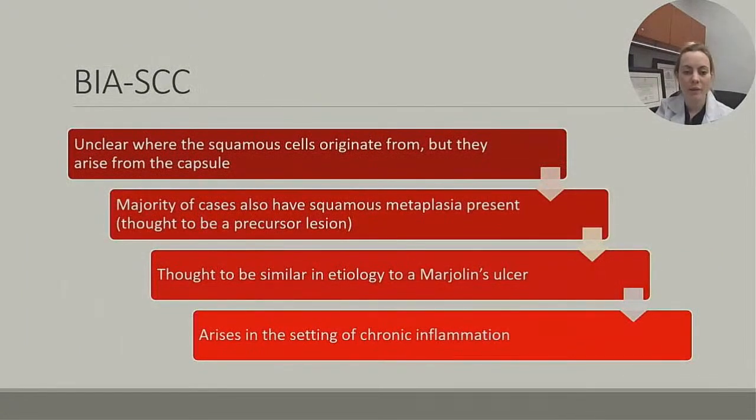Now, moving on to the squamous cell carcinomas and our current understanding of them, we don't quite understand where the squamous cells originate from, but we do know that they are in the capsule. One theory is that they may arise from the skin at the time of surgery. Another theory is that they may arise from squamous metaplasia, or transformation of other cells in the capsule. We do know that the majority of cases have squamous metaplasia present, and so that's why this is thought to be a precursor lesion. Now, we do think these are similar in etiology to a Marjolin's ulcer, and that they're secondary to long-term chronic inflammation.